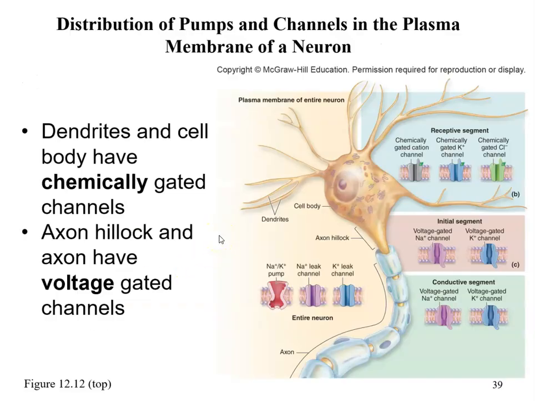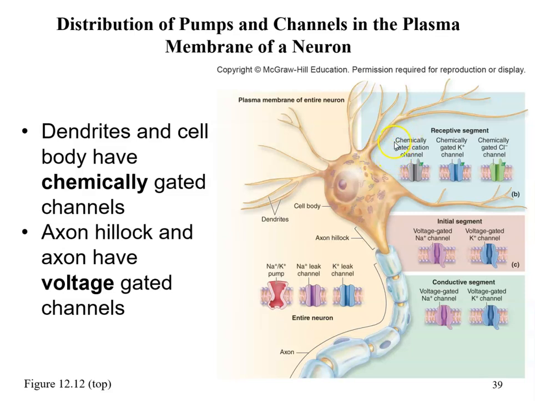Okay, so which kind of channels are on which part of the neuron? Well, the dendrites and the cell body are going to have chemically gated channels, and the axon hillock and the axon are going to have voltage-gated channels. And this should make sense because the cell body and the dendrites are receiving chemical signals from another neuron. So their channels need to be opened by chemicals, by those neurotransmitters. So these chemically gated channels here are going to be triggered open generally by a neurotransmitter of some kind. All right.